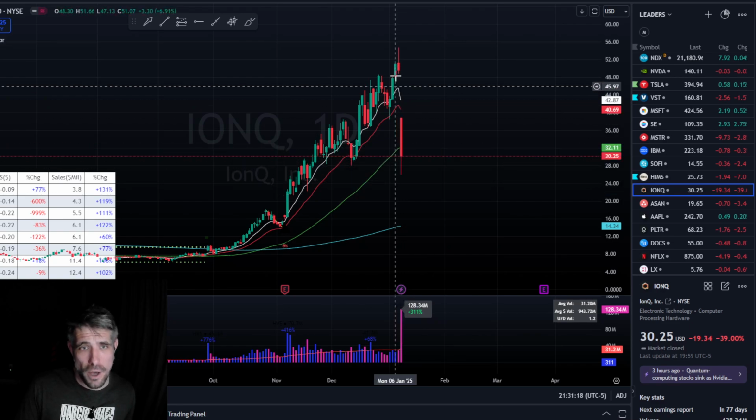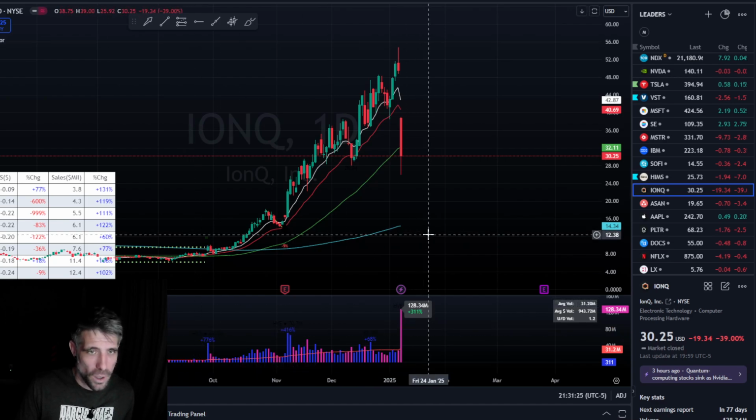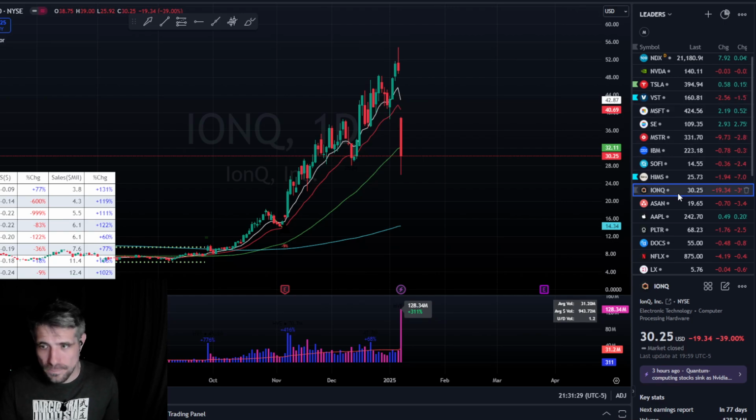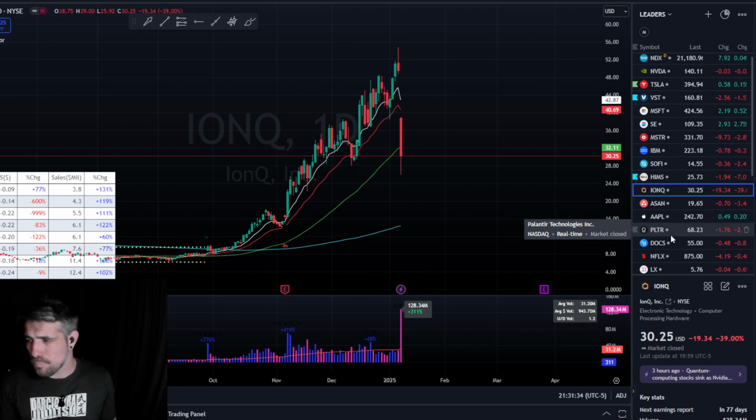This thing got sold off so hard, so fast. There's more volume in this bar than ever has been traded before. So it's just not looking good. Not looking good at all. Do we have any more questions before we carry on?